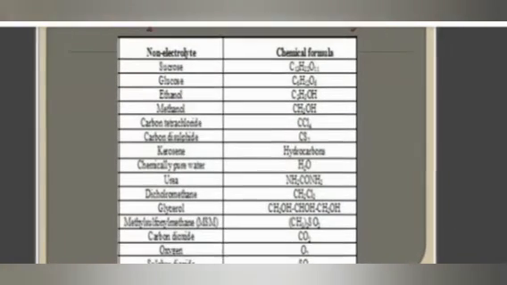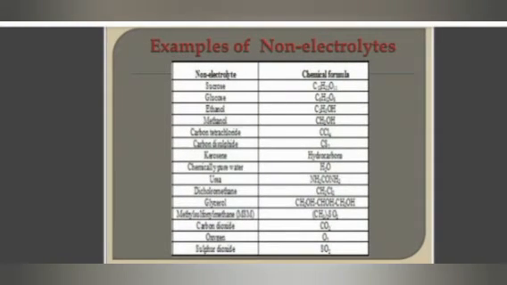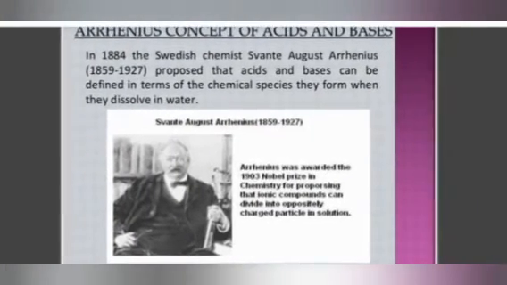There are some examples of non-electrolytes. These are basically organic: sucrose, glucose, ethanol, methanol, carbon tetrachloride, carbon disulfide, kerosene, chemically pure water, urea, dichloromethane, glycerol. These are all examples of non-electrolytes. Now next, the Arrhenius concept of acid and base.